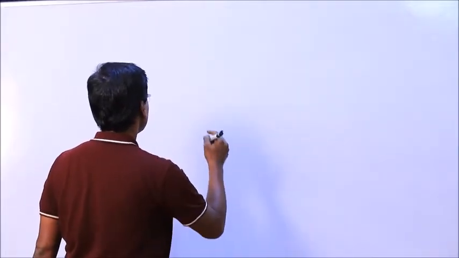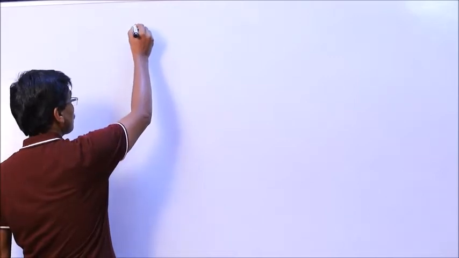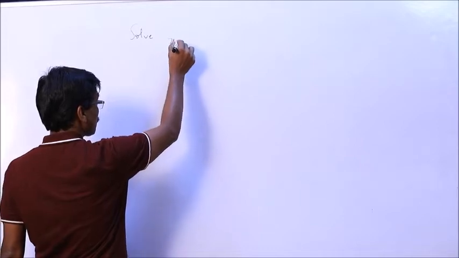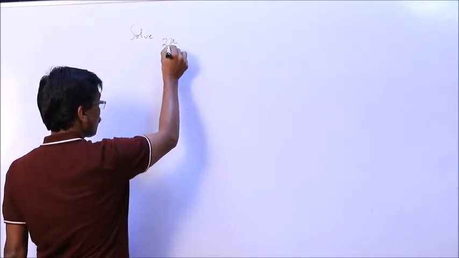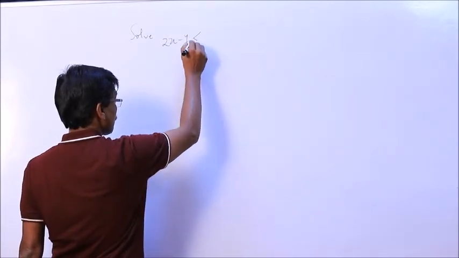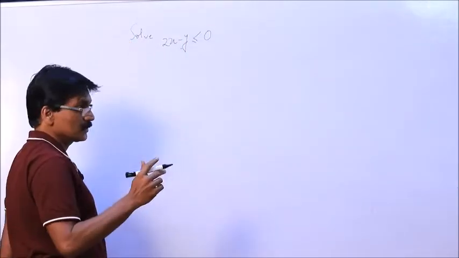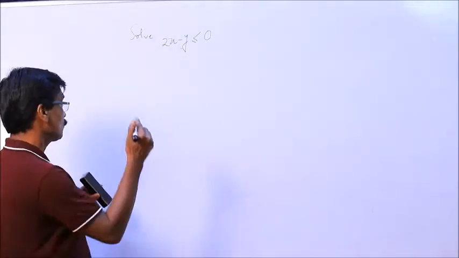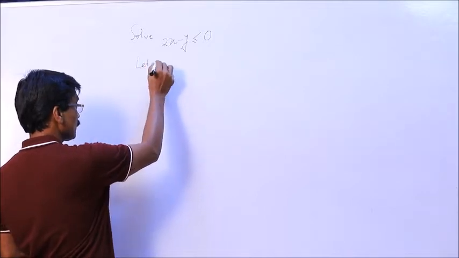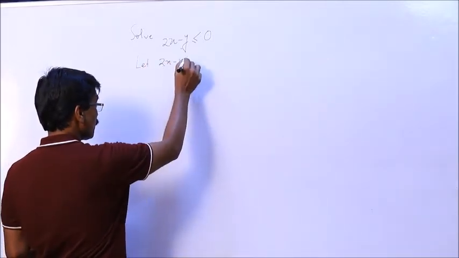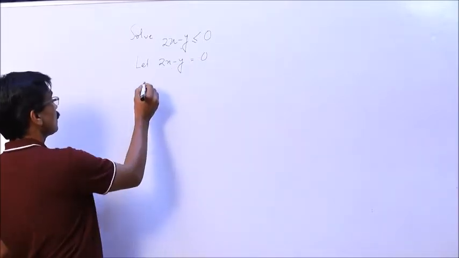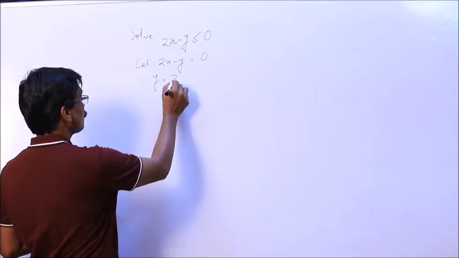Next, we can take some more examples, that is solve 2x minus y less than equal to 0. So, first of all, make it as an equality. Let 2x minus y is equal to 0. So, y is equal to 2x.